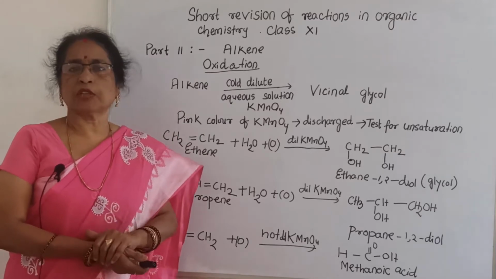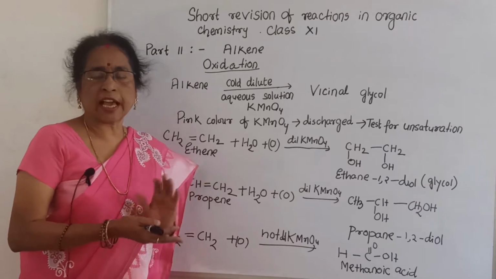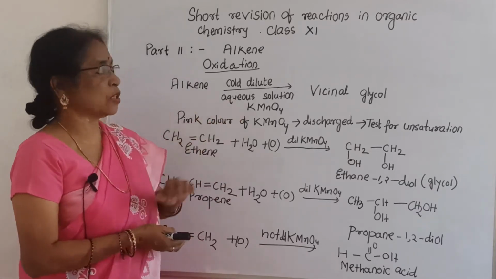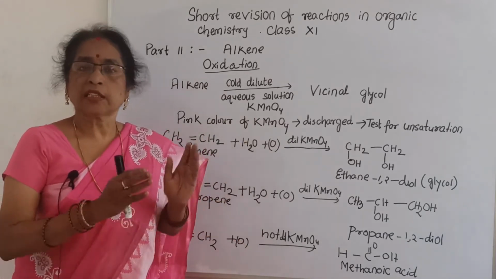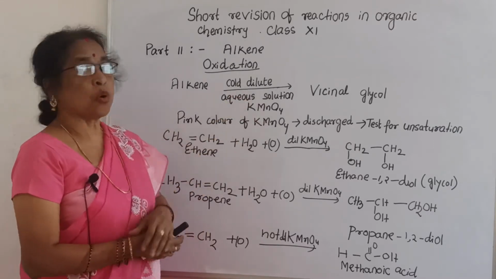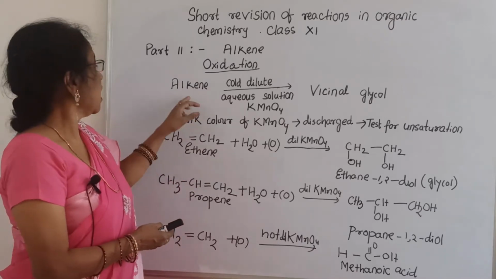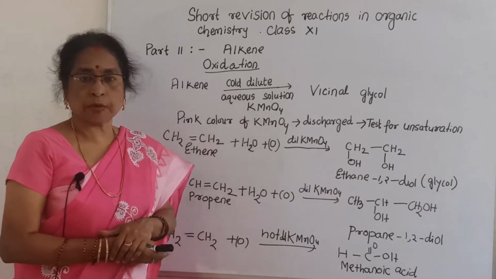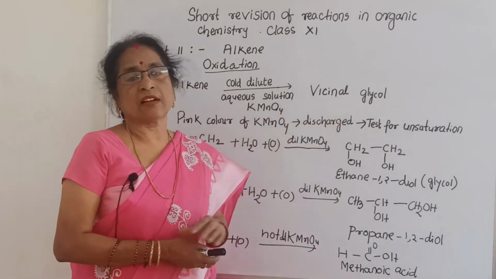What is meant by oxidation? Addition of oxygen. But addition of oxygen is carried out by different media. So here it is aqueous solution of KMnO4. There is no acid, no alkali, simply aqueous solution, and the temperature is cold dilute. Cold dilute means ordinary temperature. Now if you take alkene and cold dilute aqueous solution of KMnO4, it gives vicinal glycol.